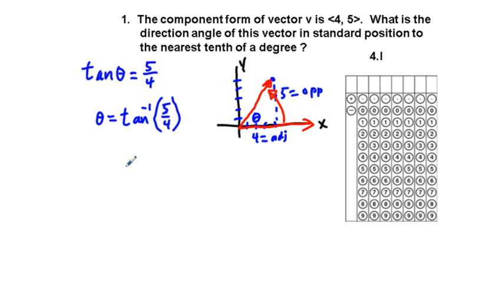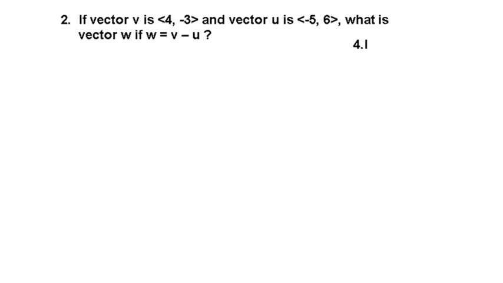So we go back here. Theta is approximately equal to 51.3 degrees. Then we can mark this in our answering grid: 51.3. We don't have to put a plus sign, it assumes plus, so we put 51, then the decimal point, 3. I will tell you that on your actual test, most problems are going to be multiple choice.